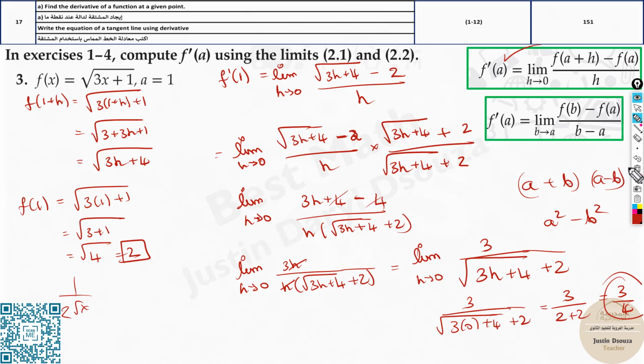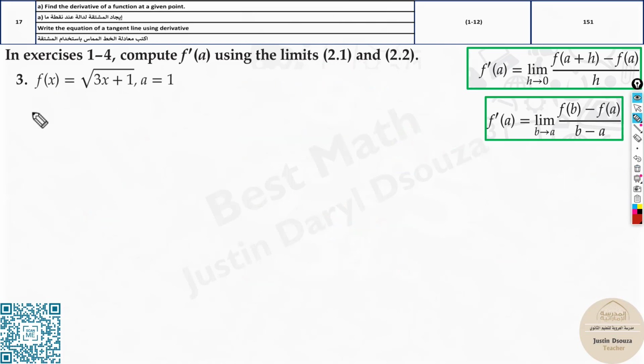Now I'll use the second formula here. So here we go. f of b will be equal to what? It'll be 3b plus 1. Oh, that's it. This is easy.